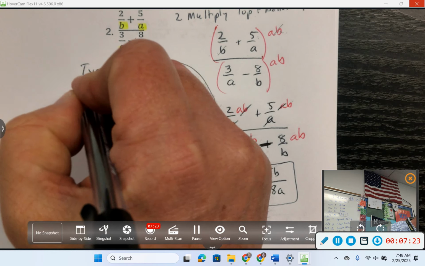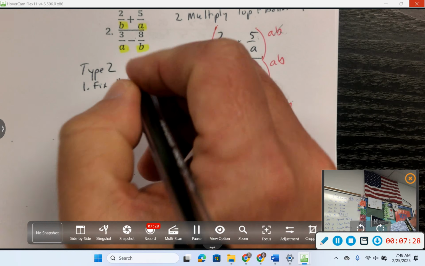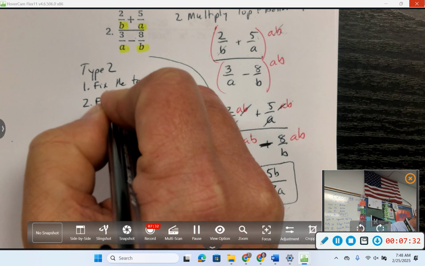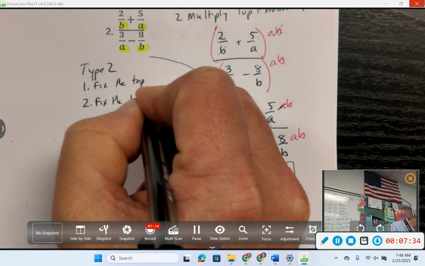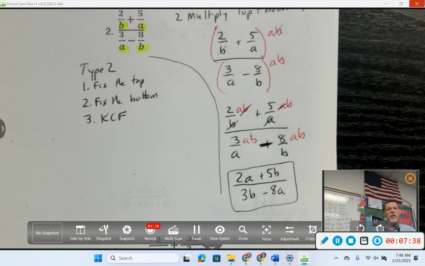Okay, type 2. A separate way to work this. Fix the top, fix the bottom, keep it, change it, flip it. And by fix, I mean like add the top. Treat the top completely separate from the bottom, then treat the bottom separate from the top, and then put them together.